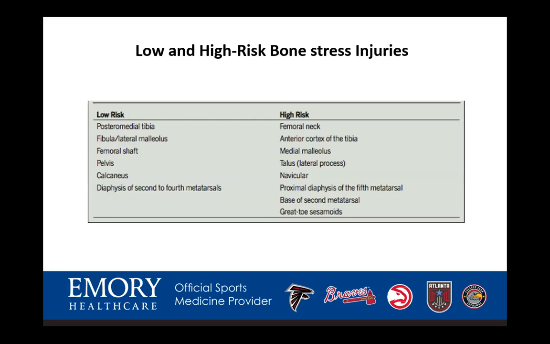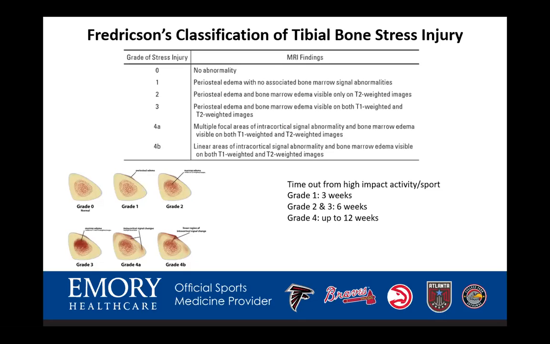This is a table just listing some of the low and high risk bone stress injuries and their locations. So lower risk stress injuries include the posterior medial tibia, the fibula, femoral shaft, calcaneus, and the 2nd, 3rd, 4th metatarsals, diaphyseal fractures. Higher risk locations include femoral neck stress fractures, anterior cortex of the tibia, the medial malleolus, talus, navicular, the base of the 5th metatarsal, base of the 2nd metatarsal.